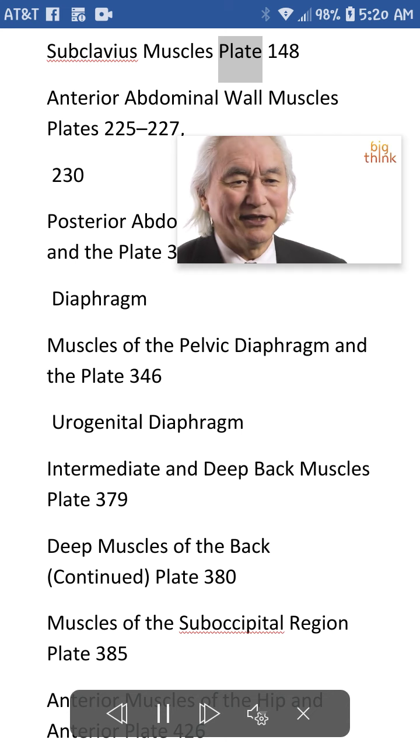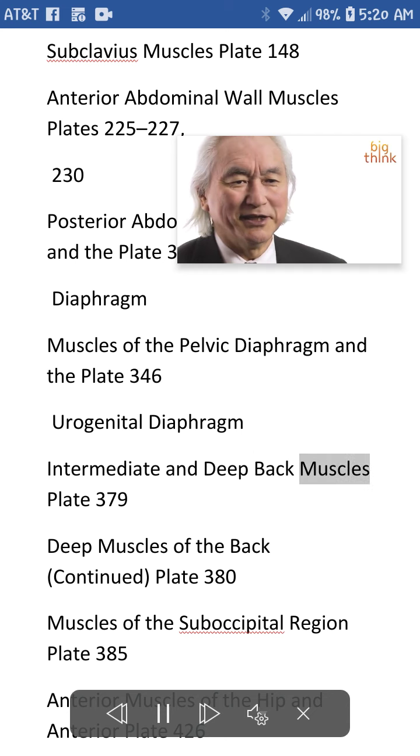Subclavius muscles plate 148. Anterior abdominal wall muscles plates 225 to 227, 230. Posterior abdominal wall muscles, and the diaphragm, plate 314. Muscles of the pelvic diaphragm, plate 346. Urogenital diaphragm.